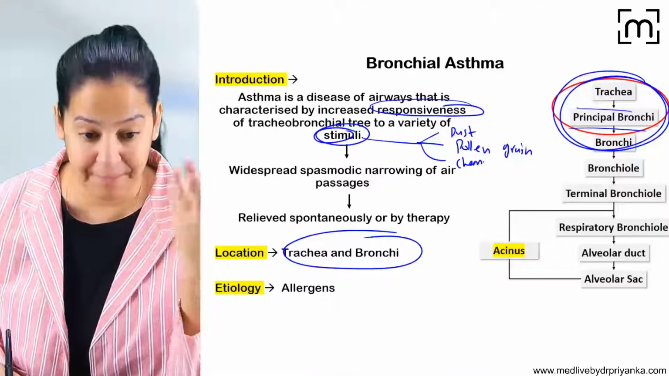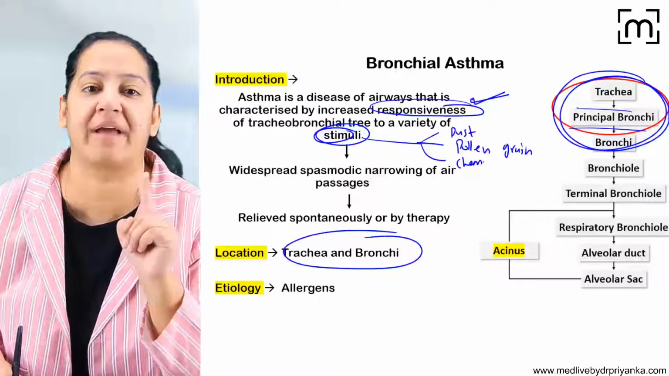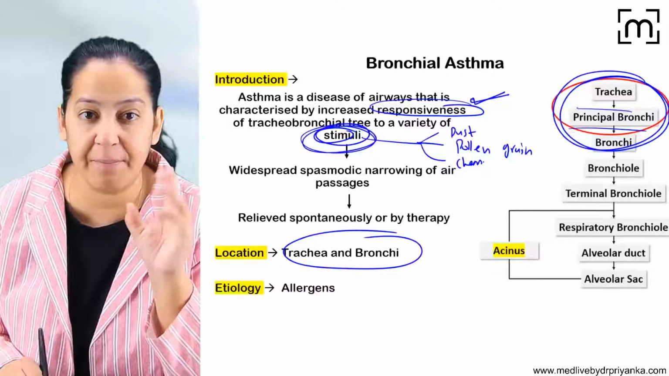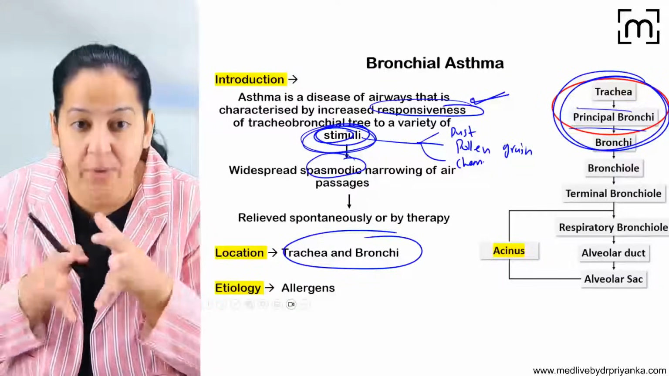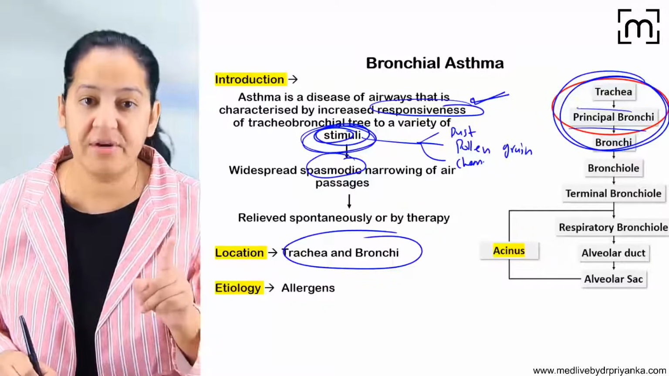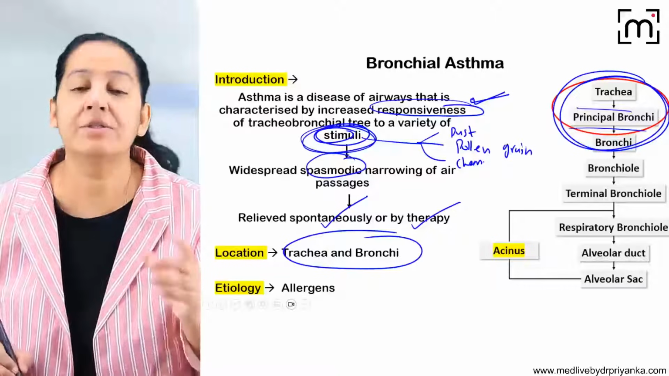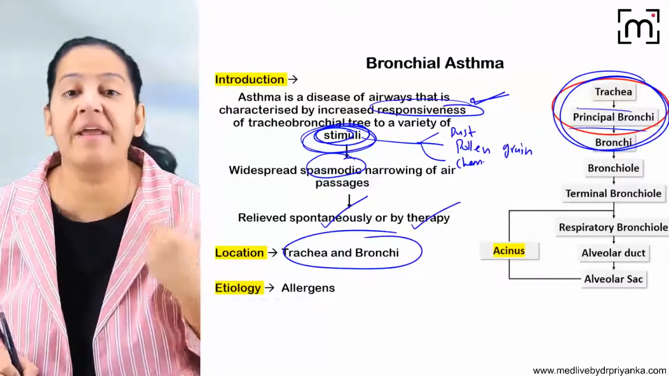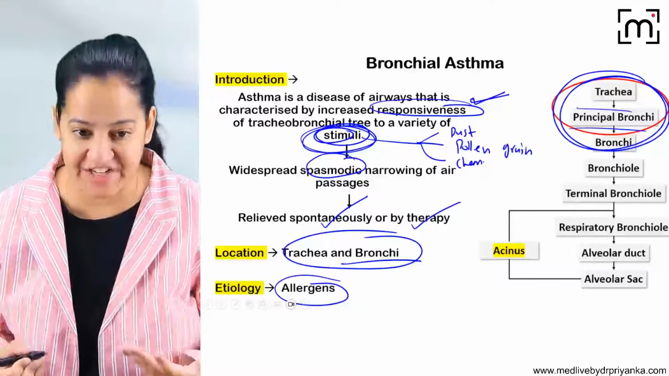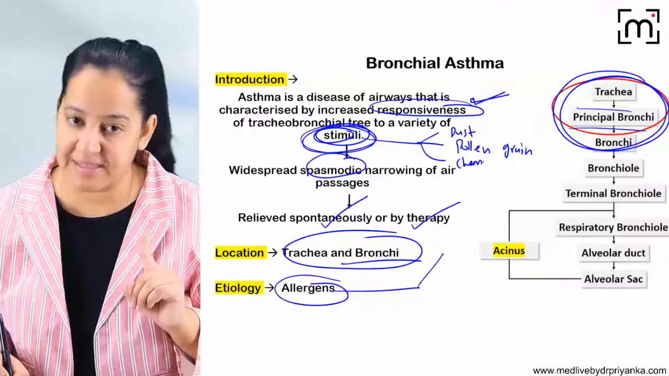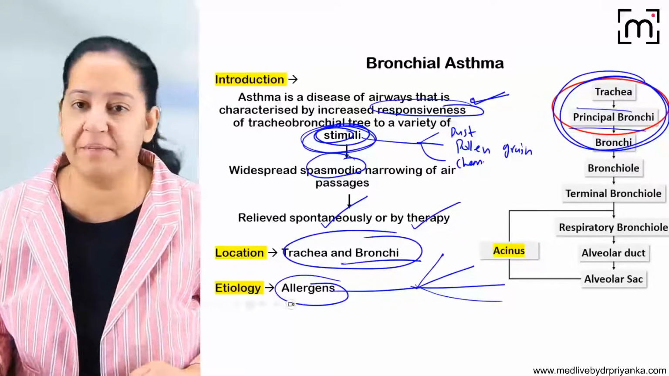It occurs in people who have an over responsive respiratory tract. So whenever they come in contact with the particular stimulus they are sensitive to, there is spasmodic narrowing of the trachea and bronchi, which is relieved either spontaneously after some time or with medication or therapy. So the spasm occurs at the level of the trachea and the bronchi, and the etiology is the allergen. Different people have different allergens. The allergen for some people is dust, for some it is pollen grain, for some it is a chemical, for some it is a pollutant.